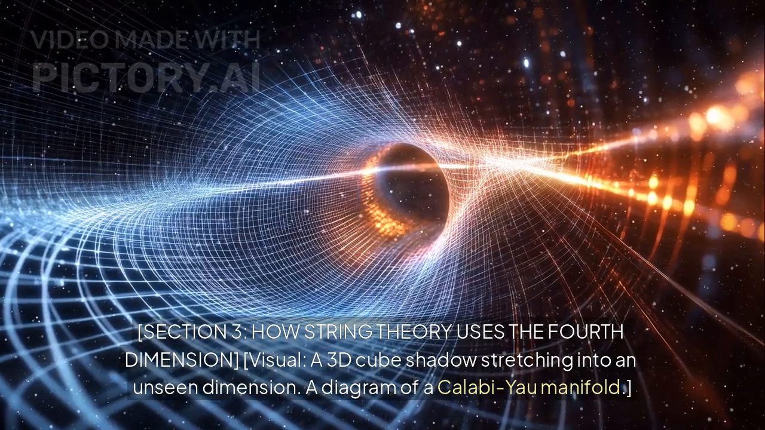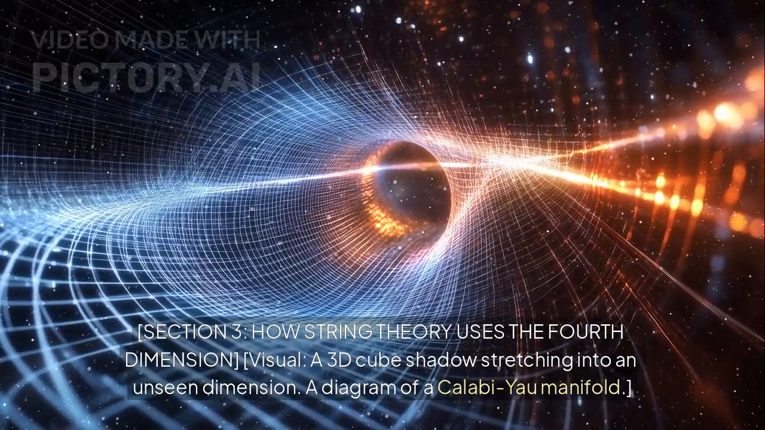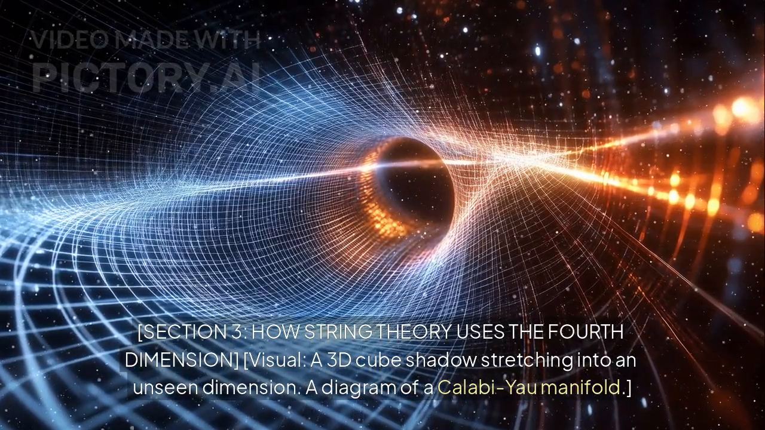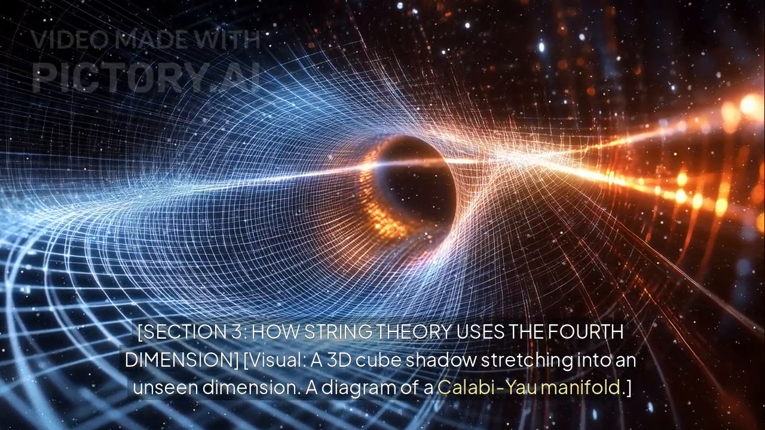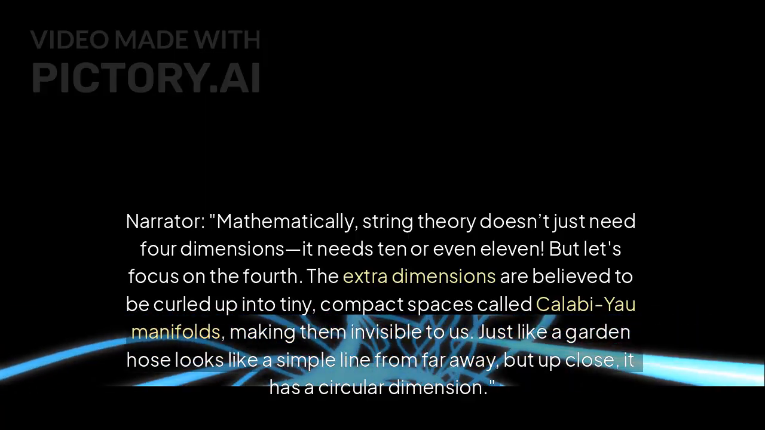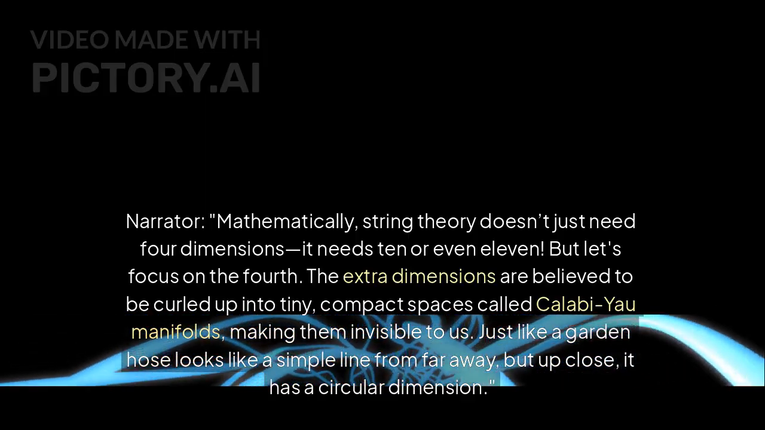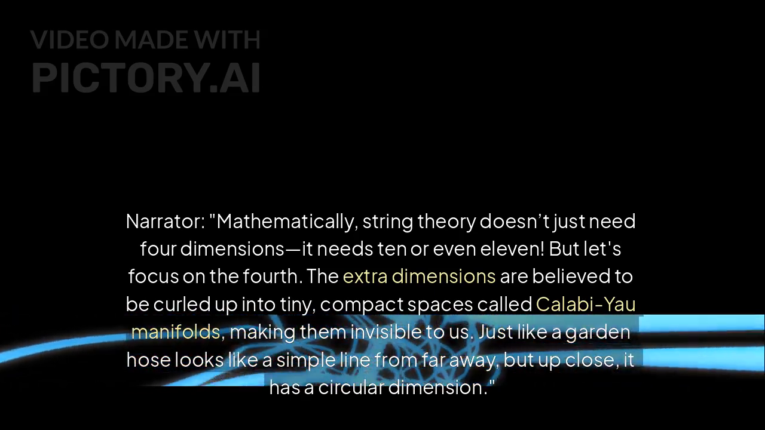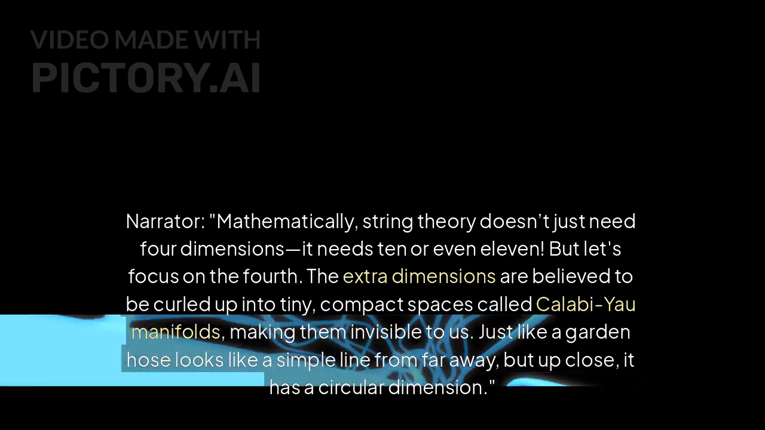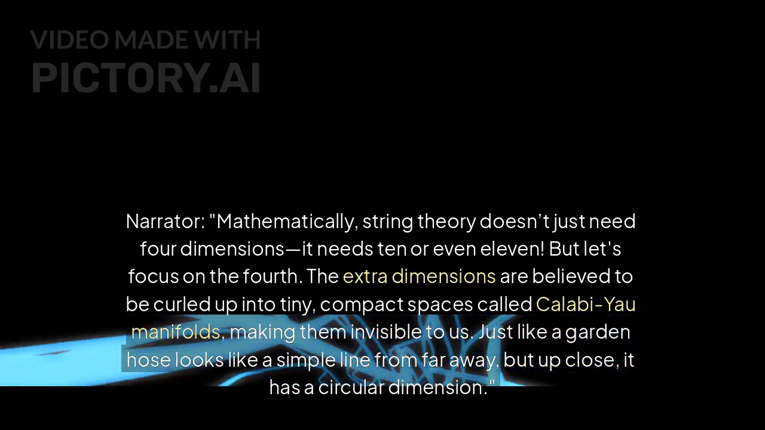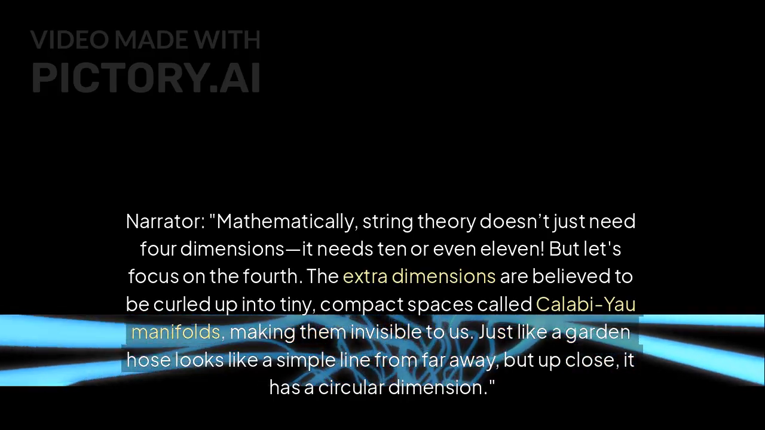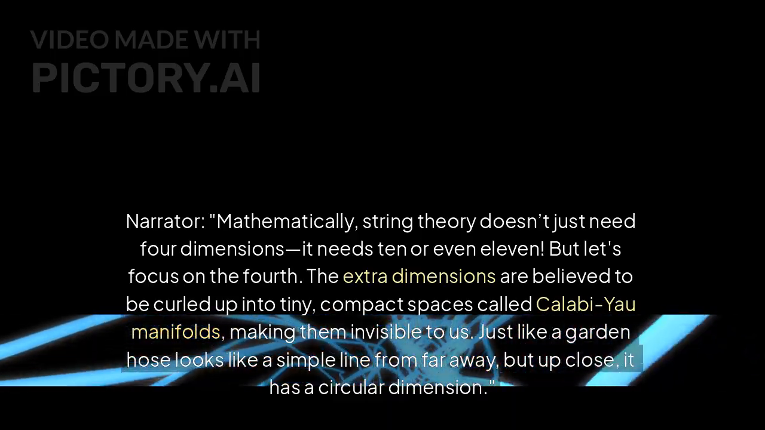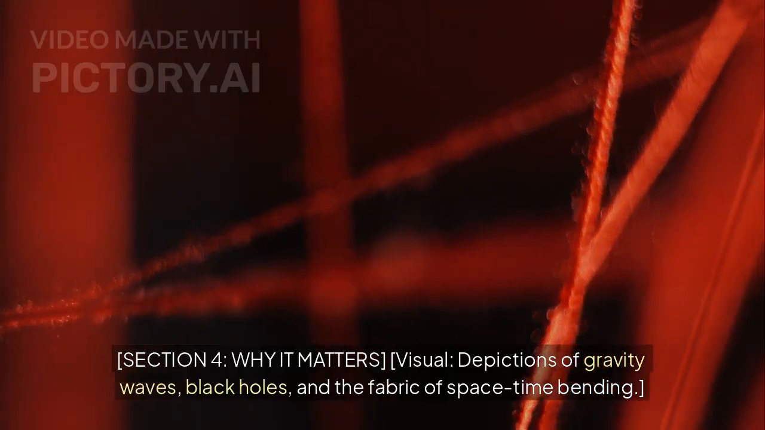Section 3. How string theory uses the fourth dimension. A 3D cube shadow stretching into an unseen dimension. A diagram of a Calabi-Yau manifold. Mathematically, string theory doesn't just need 4 dimensions, it needs 10 or even 11. But let's focus on the fourth. The extra dimensions are believed to be curled up into tiny, compact spaces called Calabi-Yau manifolds, making them invisible to us. Just like a garden hose looks like a simple line from far away, but up close, it has a circular dimension.